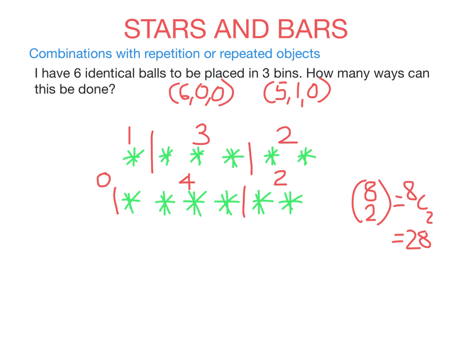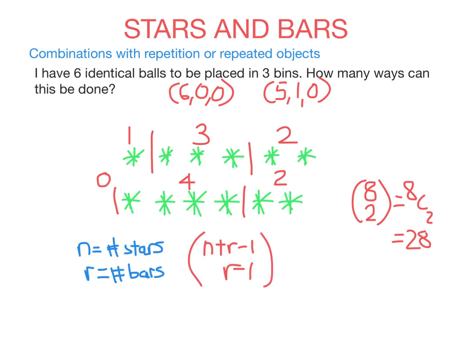And this formula can be used to solve combinations with repetition or repeated objects. So N here is the number of stars, R is the number of bars. You can use this formula here to find out how many combinations there are. Of course, what N and R mean depends on the question. In this question, the stars, N, represented the balls and R represented the bins.